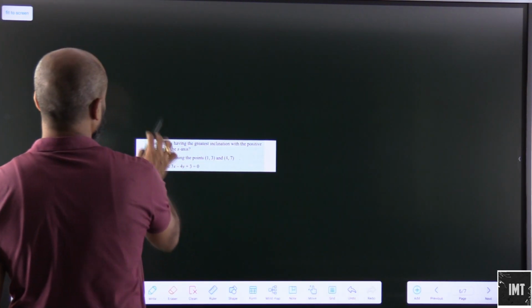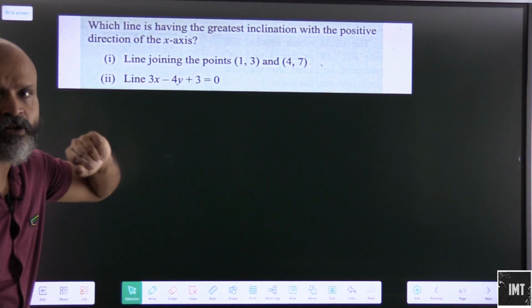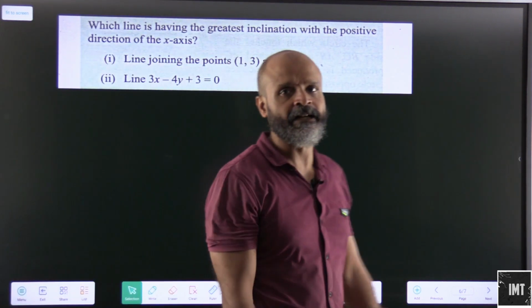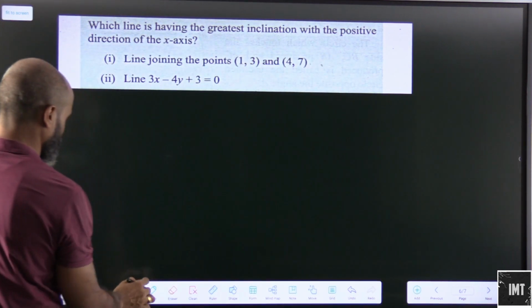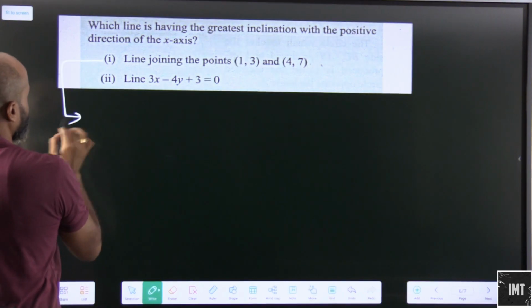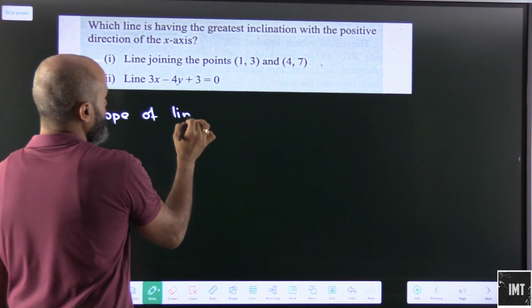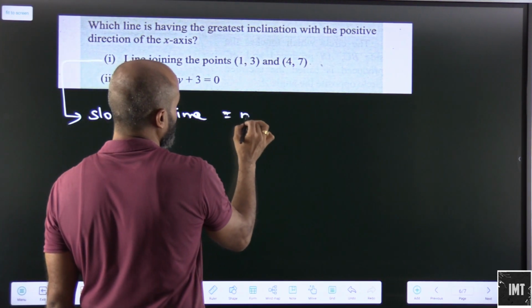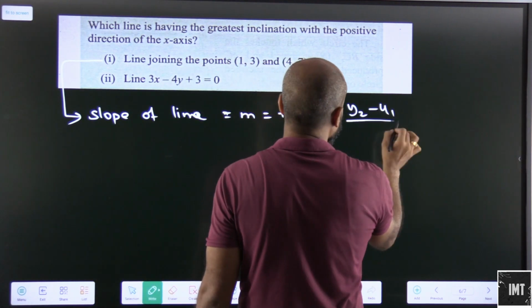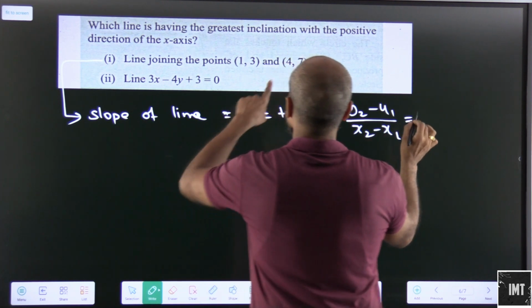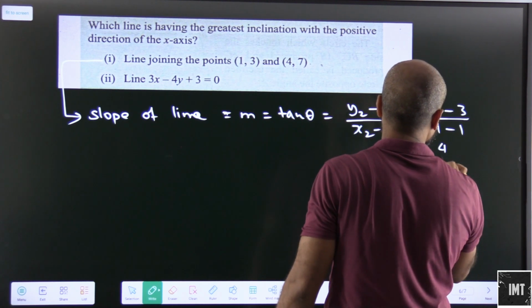Okay, let's move on to this one. Which line is having the greatest inclination with the positive direction of the x-axis? Line joining the points this and this, or line joining the points this and this? So we will have to check which one has a greater slope. The slope of this line, m, that is tan theta, will be equal to (y2 minus y1) upon (x2 minus x1), that will be (7 minus 3) upon (4 minus 1). So that will be 4 by 3.